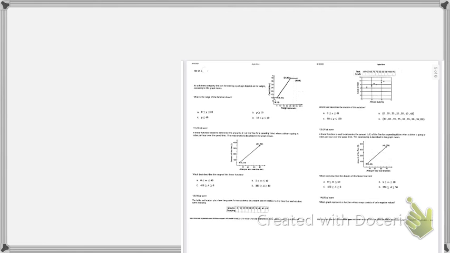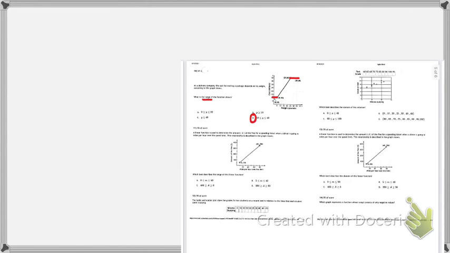All right, number 10. At a delivery company, the cost for mailing a package depends on its weight according to the graph shown. What is the range? Remember, range is the y. So the lowest point on the range here seems to be 10, and the highest point seems to be 40. So the only one that includes 10 and 40 is D.